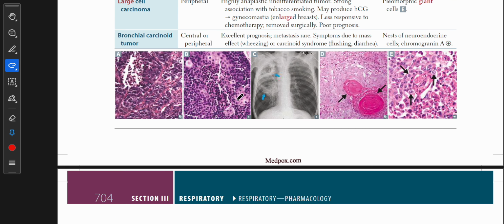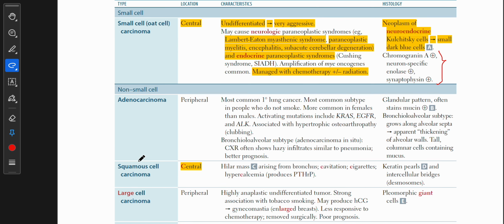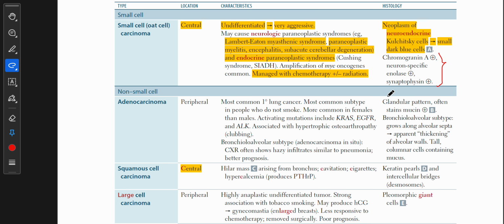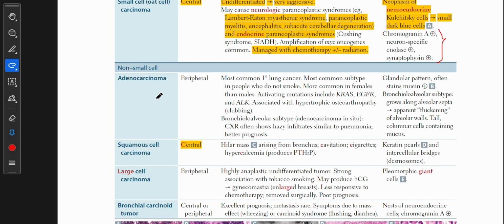So in the figure there are cells. These all are the cells, oat cells. The cells are called Kulchitsky cells, right? So small dark blue cells right here. These cells are Kulchitsky cells. You have to remember this.